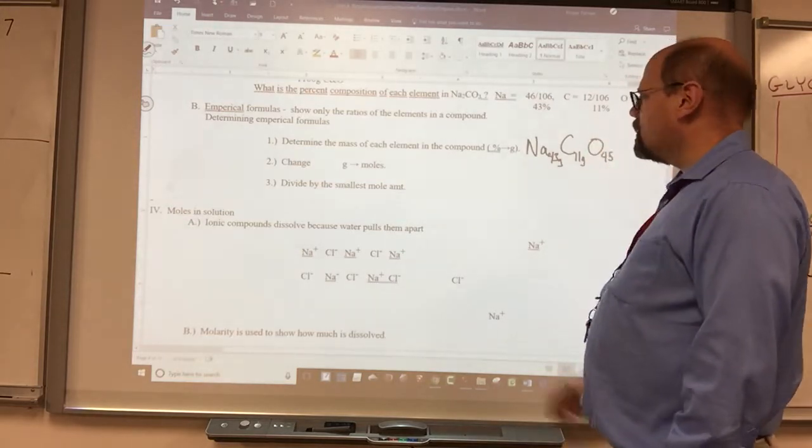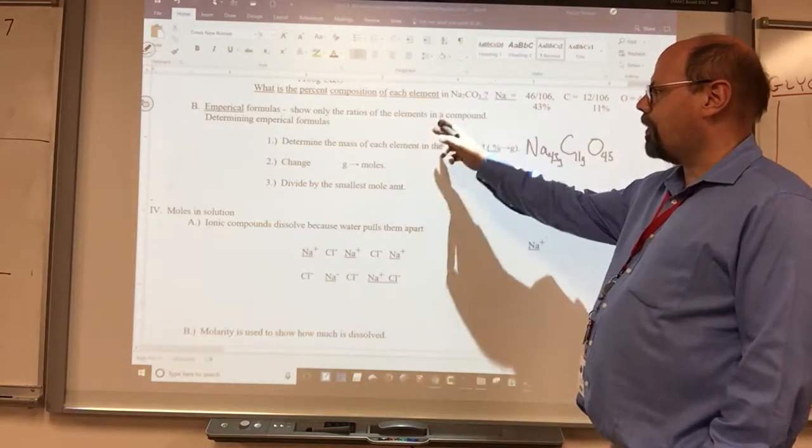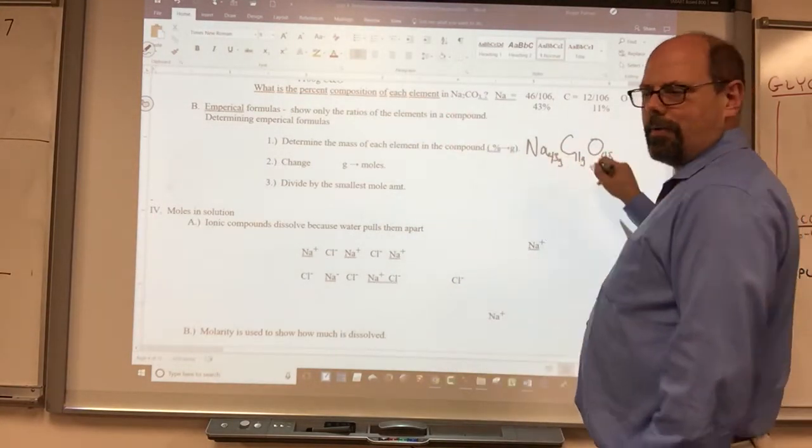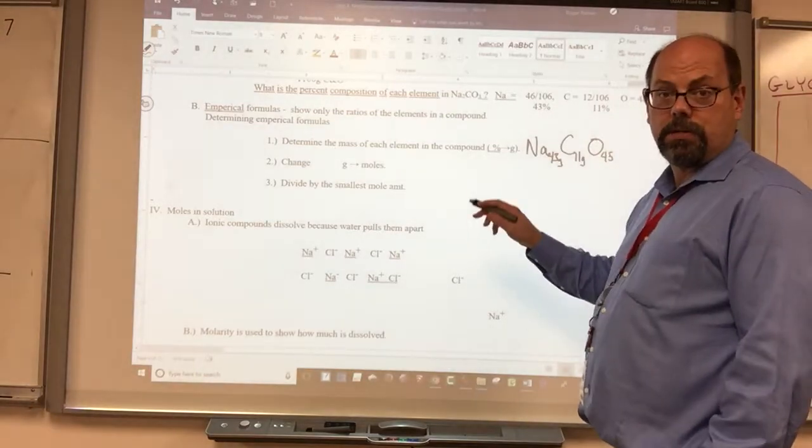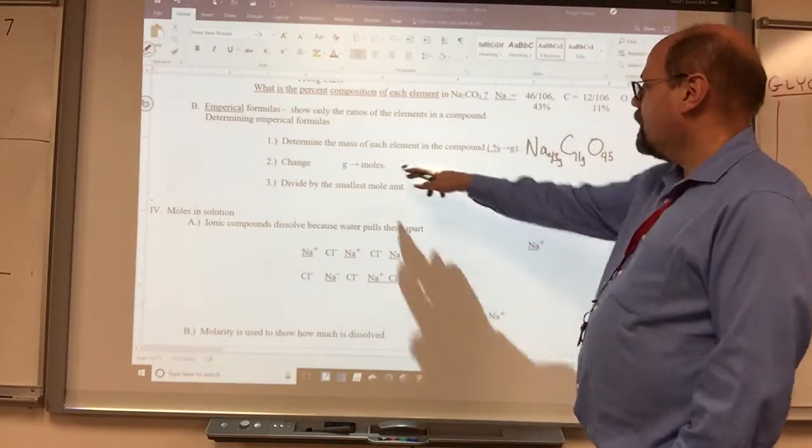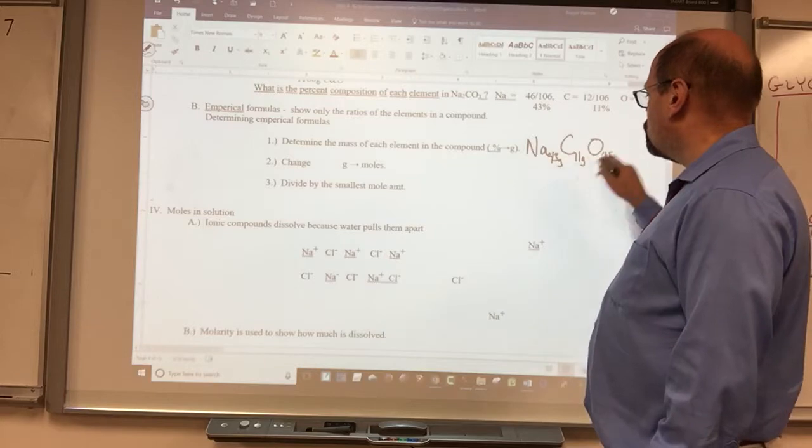Now, what I would do is, this tells me that's the first step. If I want to get the formula for some compound, write out the gram amounts of each of the elements I have. And if it's in percent, just change it to grams. Now, let's change those gram amounts here into moles.